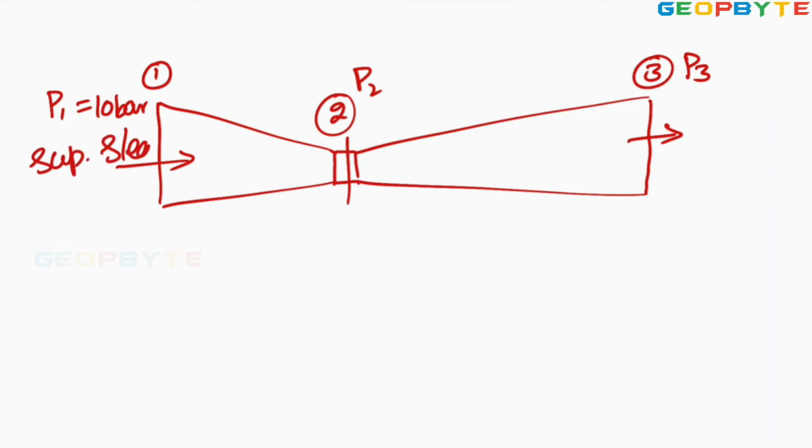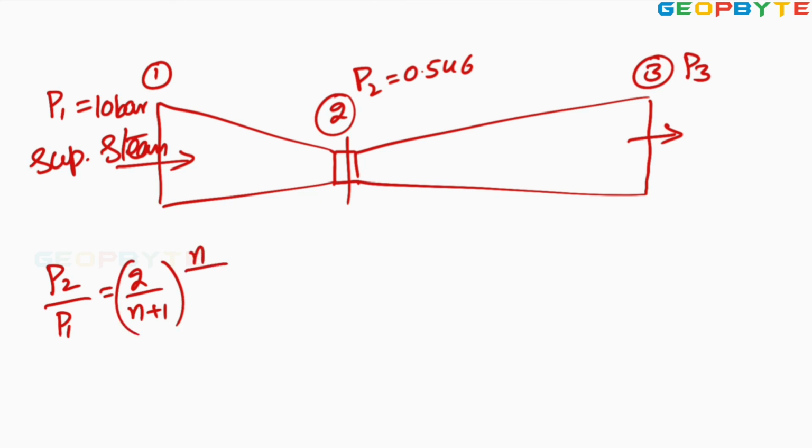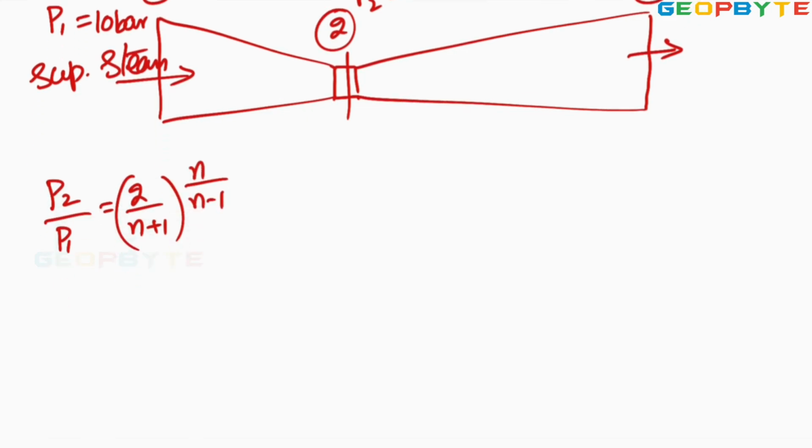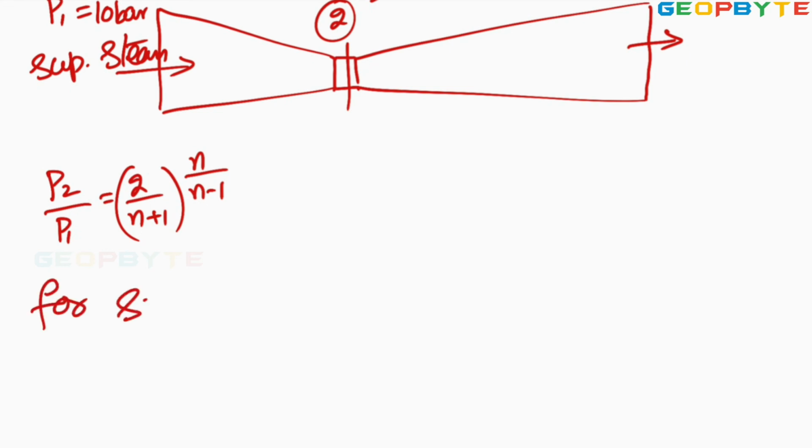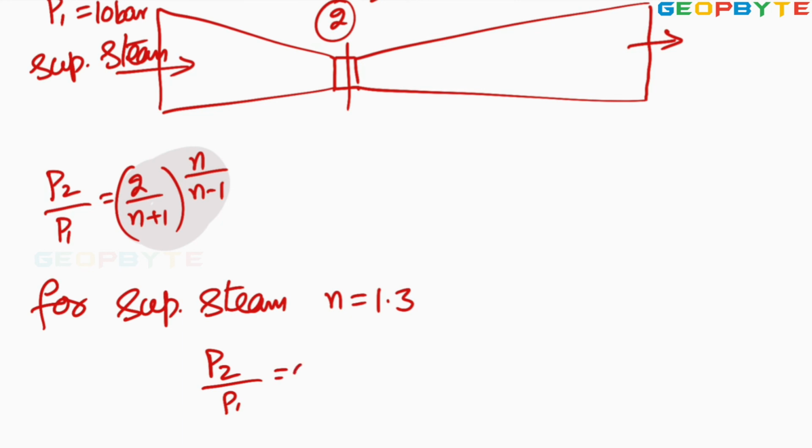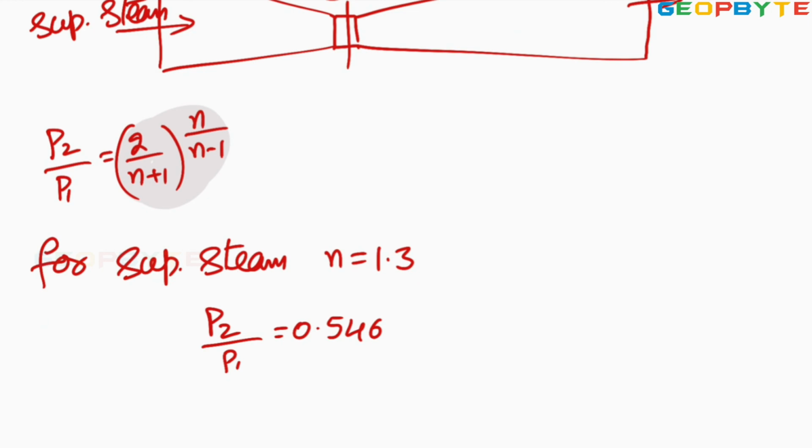For the superheated steam, the critical pressure ratio P2 by P1 equals (2 by n plus 1) whole power n by n minus 1. For superheated steam, n equals 1.3. If I put n equal to 1.3 in this relation, I will get P2 by P1 equal to 0.546.